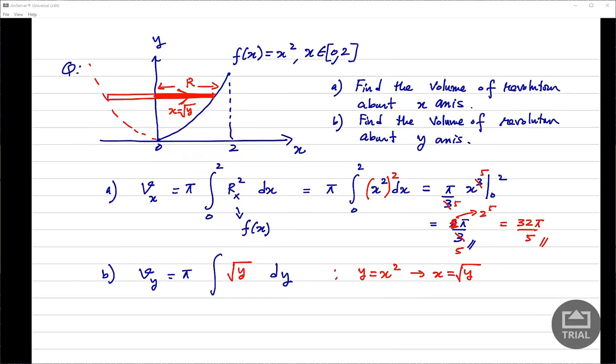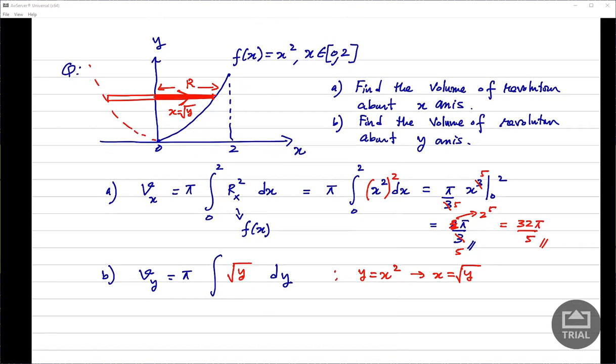Then what about the boundary? So now the boundary should relate to y. So this is the y lower boundary, y upper boundary. The y lower boundary is 0, and the y upper boundary should be this value over here. So when x is equal to 2, what would be the y value here? You put 2 here, it's going to be 4. So 0 to 4 is the y boundary. So knowing that, we put 0 to 4 here.